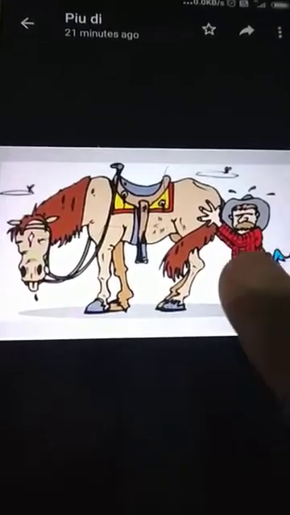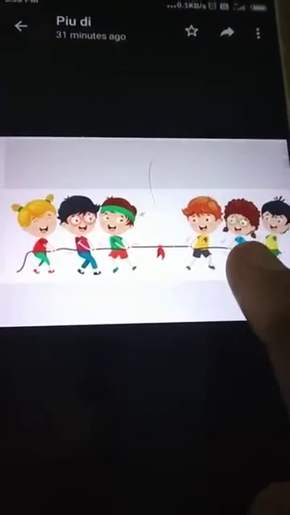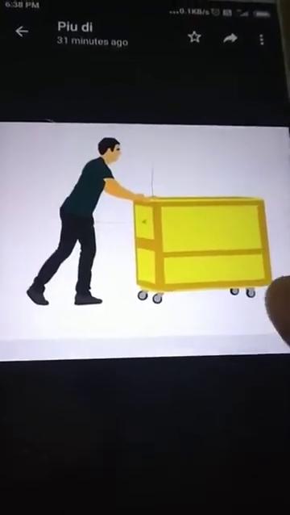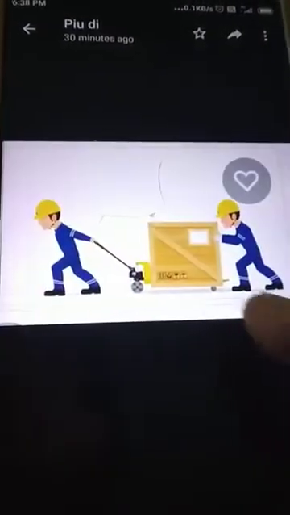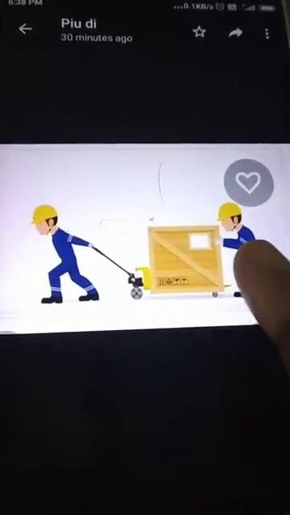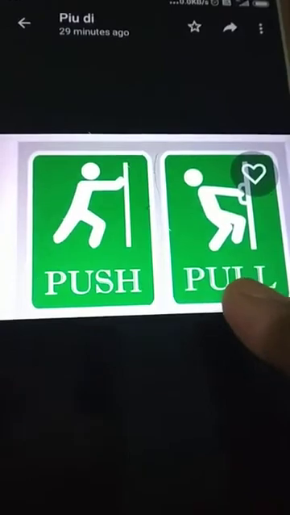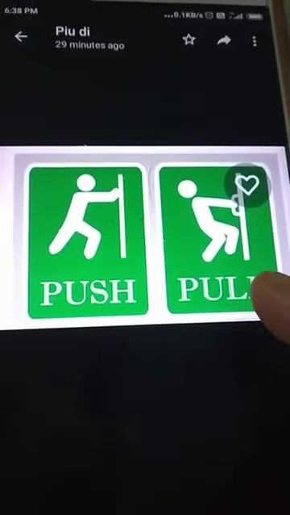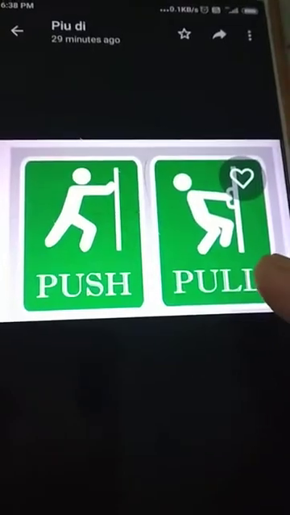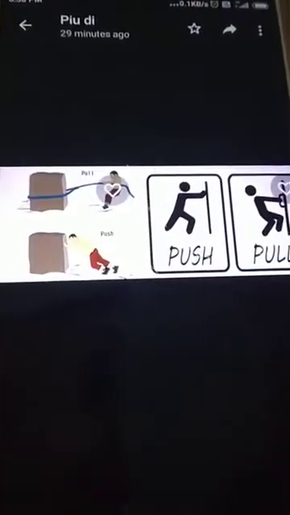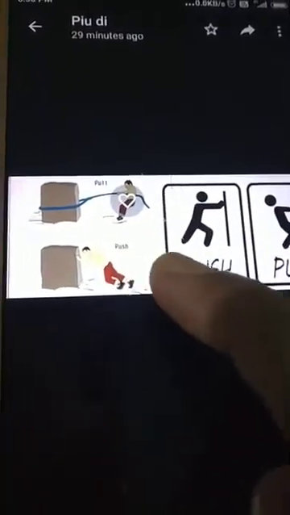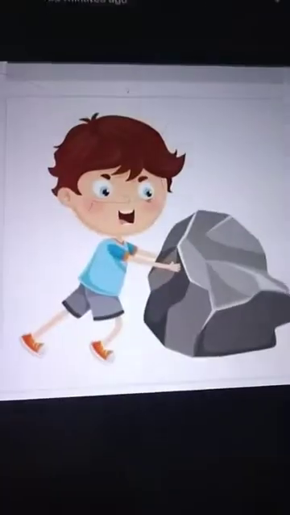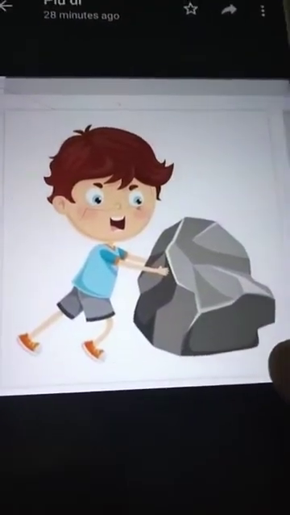He is pushing this horse. They are playing tug of war. He is pushing this box. He is trying to push the car. He is pulling and he is pushing the box. You can see this. When we have to enter, we open the door by pushing, or when we have to exit, we pull it. This push and pull, he is pulling this big rock and he is pushing it. He is trying to push the rock.